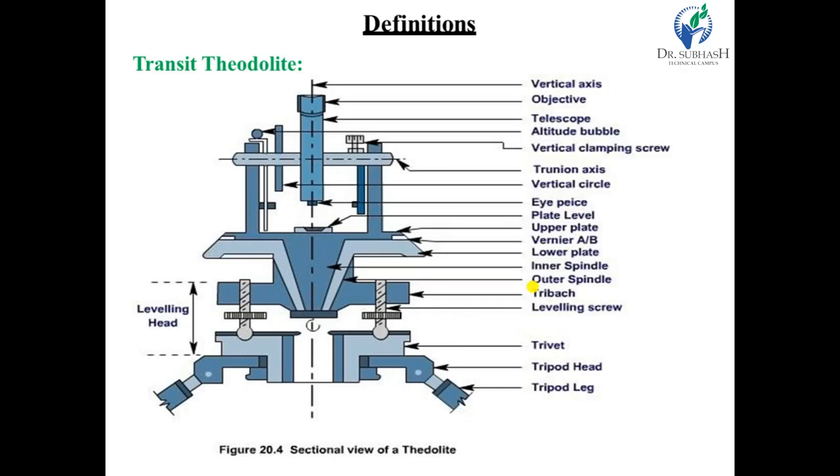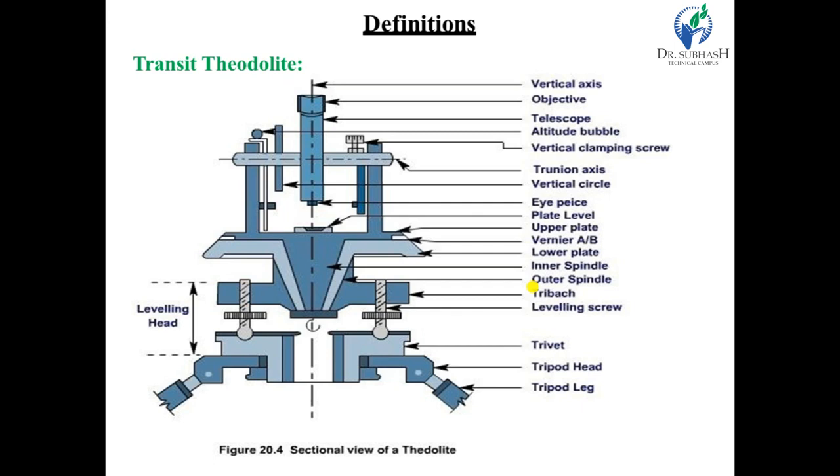Trunnion axis. The trunnion axis is also called the horizontal axis and it is perpendicular to the vertical axis. Vertical circle. The vertical circle is an arrangement that gives the angular measurement in the vertical plane. Next is the eyepiece. The eyepiece is the glass that is useful for getting the reading or sighting the object.